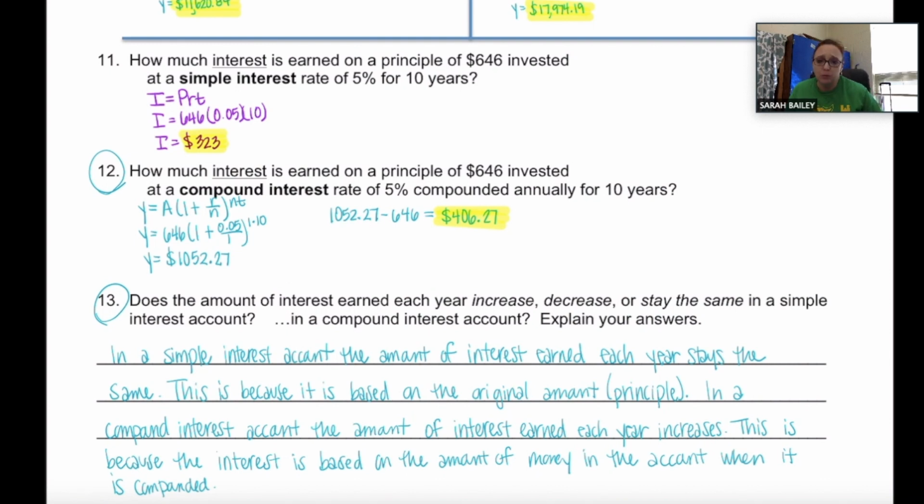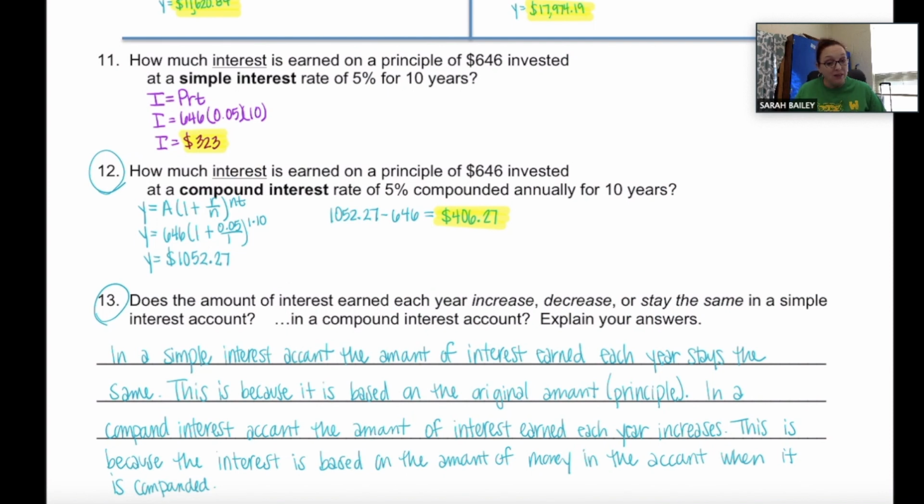So there's number 12. And then for number 13, you were asked to explain the differences basically in a simple interest account and a compound interest account. So just remember that in the simple interest account, the amount of interest that is earned each year is going to stay the same, and that's because it's going to be based on the principal, which is the initial amount put into that account. So it's going to be $5 every year or $6 or however much it was.